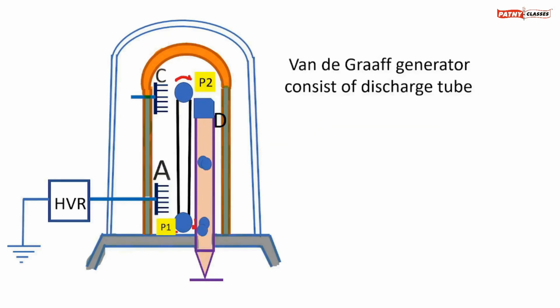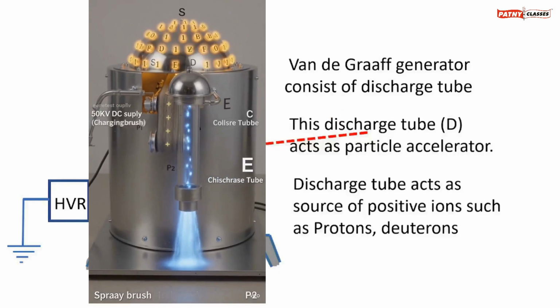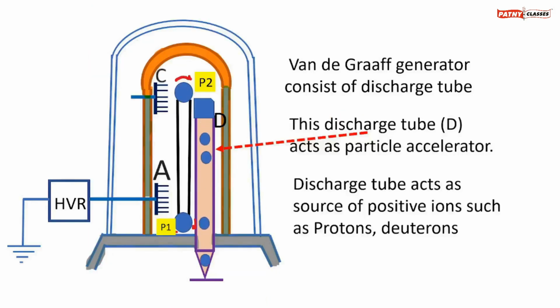Van de Graaff generator consists of a special device called a discharge tube. This discharge tube acts as a particle accelerator. What are the particles we use? Generally we use protons or deuterons. These particles can be easily accelerated in the discharge tube. So the discharge tube acts as a particle accelerator.